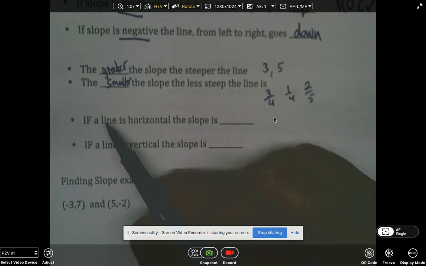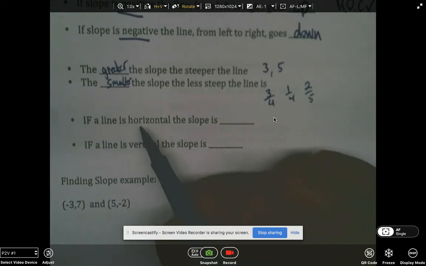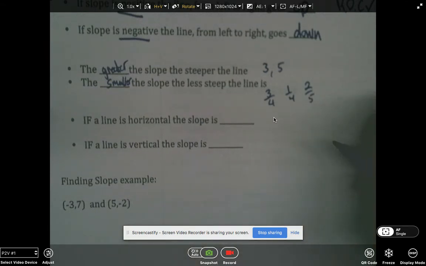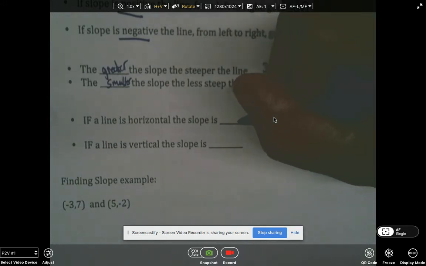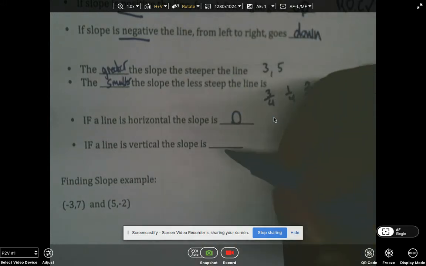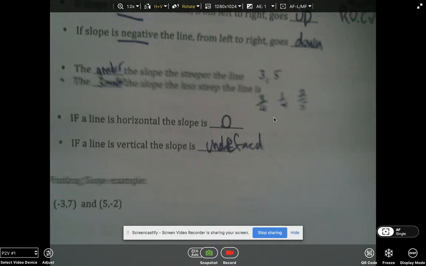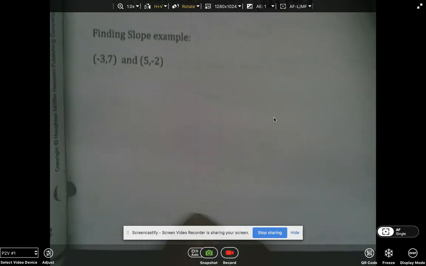Again, going back to Slope Dude, if a line is horizontal, then is the slope 0 or that curse word undefined? Yeah, it's 0. And a vertical line, on the count of 3, 1, 2, 3: undefined. All right, so now here's your first example of finding slope from just 2 points, and we'll go into the guided note.